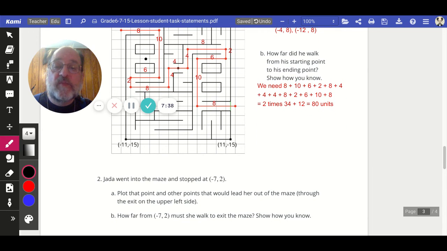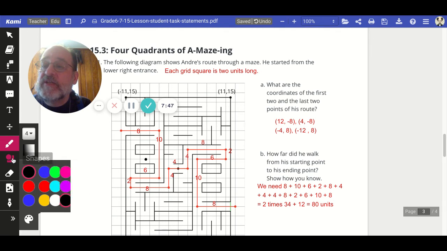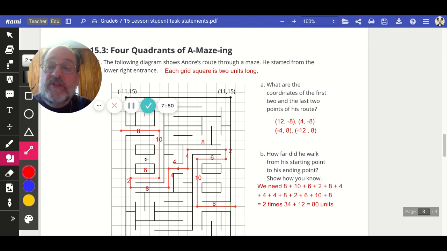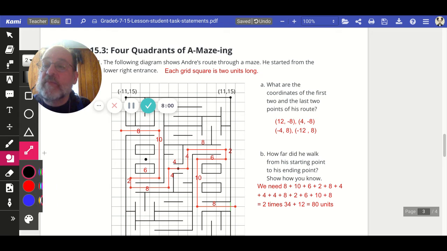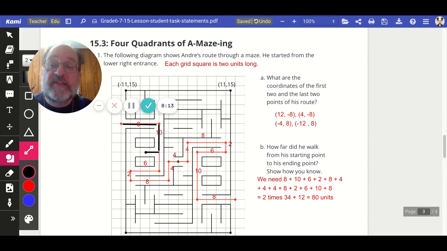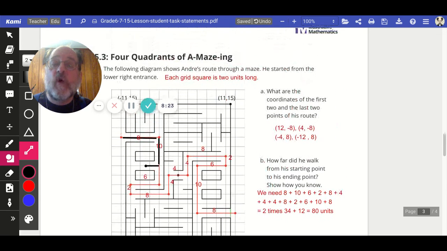All right. Plot the points that would lead her out of the maze to the exit on the upper left-hand side. Well, oh, wow, this is pretty straightforward. All she needs to do to get out here is she needs to, let's draw some lines. Oh, no, I want to change the color of these. Let's make lines in black. All she needs to do is go out here, and then turn up here, and then turn there. Okay, so that's Jada's path. That's a lot easier. Plot that point and the other points that would lead her out through the maze. We've done that.